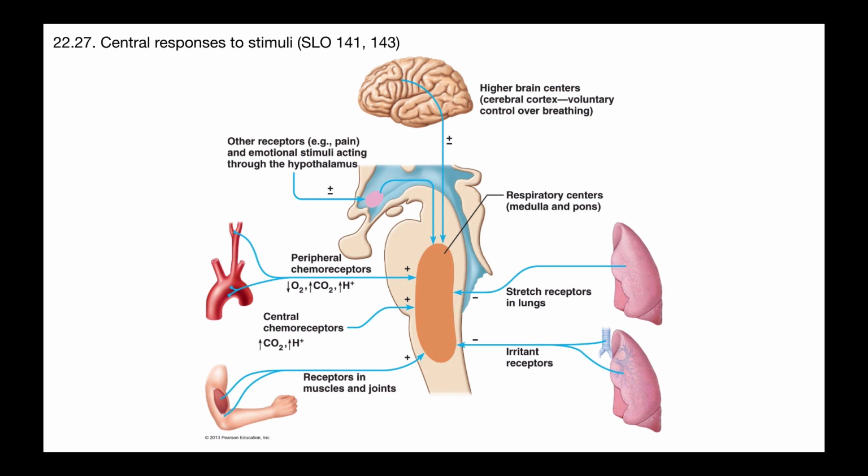Ventilation rate can also increase due to receptors in muscles and joints, but there's a lot of overlap with the chemoreceptors. And then, continuing counterclockwise, there are some other things that tend to decrease the ventilation rate. That's irritants in the lung or stretch receptors in the lung.